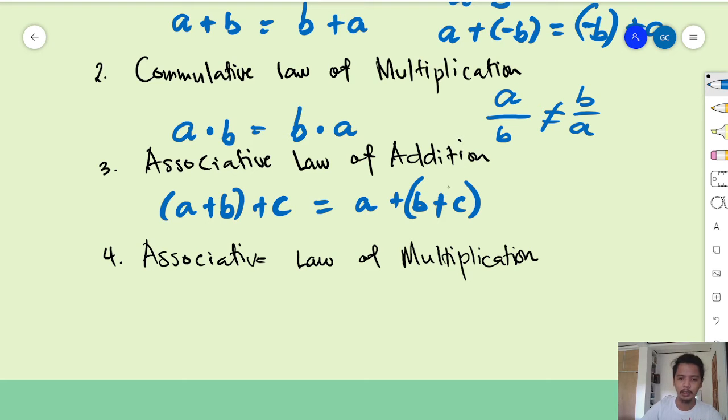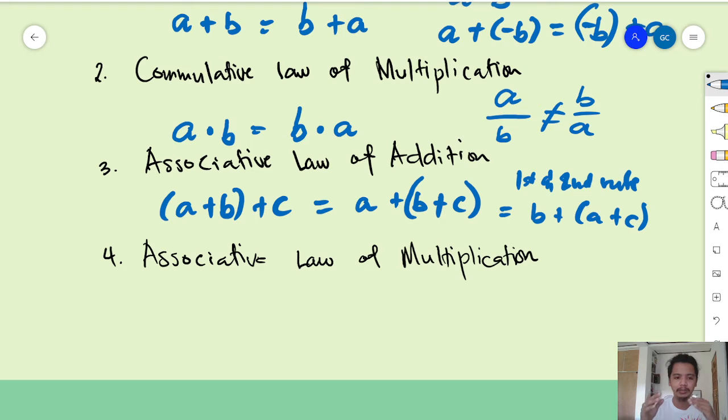Same yan. Actually, kung i-expound nyo pa yung thinking niya, pwede nyo rin isulat na since pag pinagsama natin yung commutative, yung first rule, at saka yung associative, pwede natin siya actually isulat na yan ay equal din sa B plus A plus C. Magwo-work din siya. So, for any value of A, B, and C, as long as our operation is addition, we can use associative law of addition.